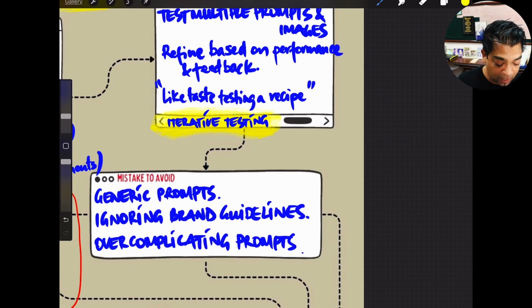First thing is creating generic prompts. Now this comes from just copying and pasting prompts that someone has given you. That might help you understand what the different words are being used, but they don't really get you images in line with your brand. So do not use generic images.